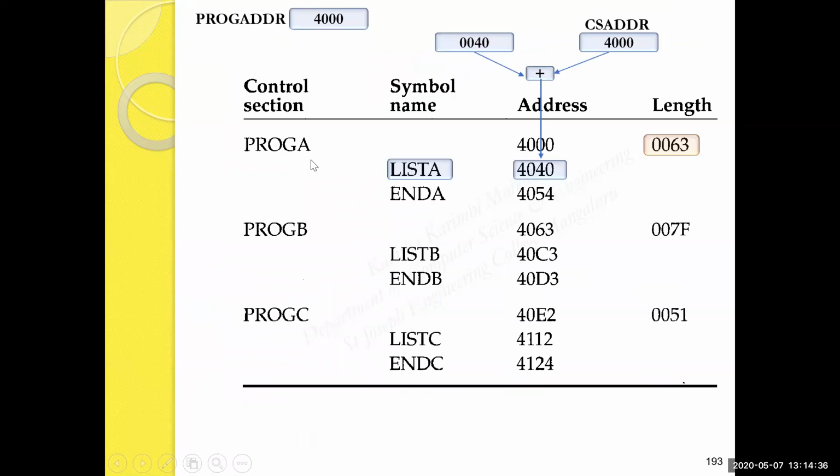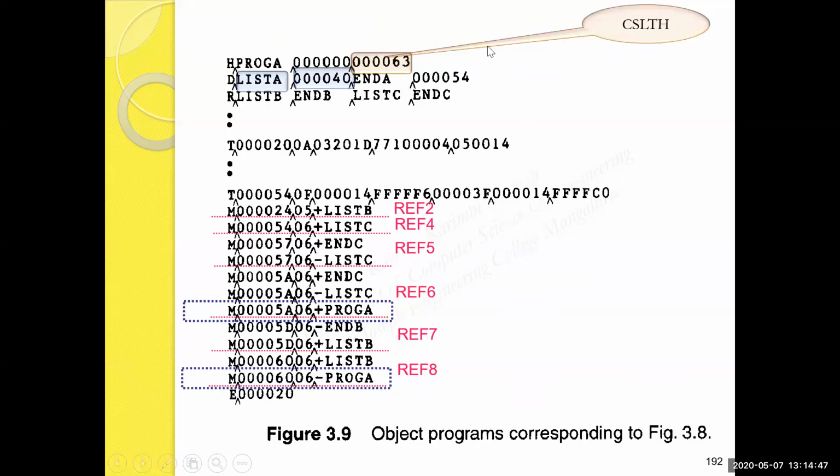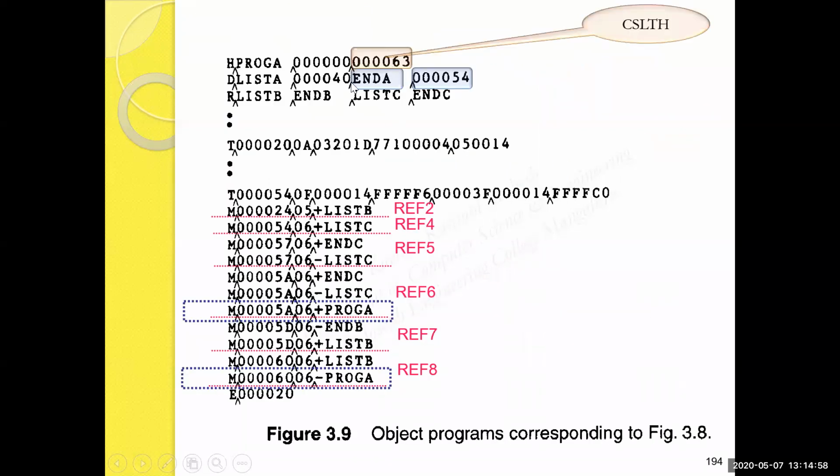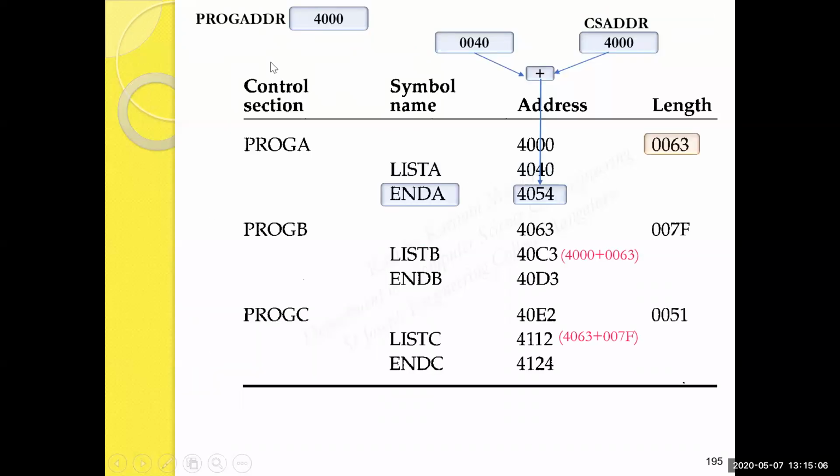You see that in program A, the first external symbol in the define record, LISTA, is entered into the symbol table with the value 40, which was indicated in the define record, plus the control section address for program A, which is 4000. So 4040 is entered. Thereafter, the second external symbol is read, which is ENDA, and it is entered into the symbol table with the value 54 plus the starting address for control section A, which is 4054.